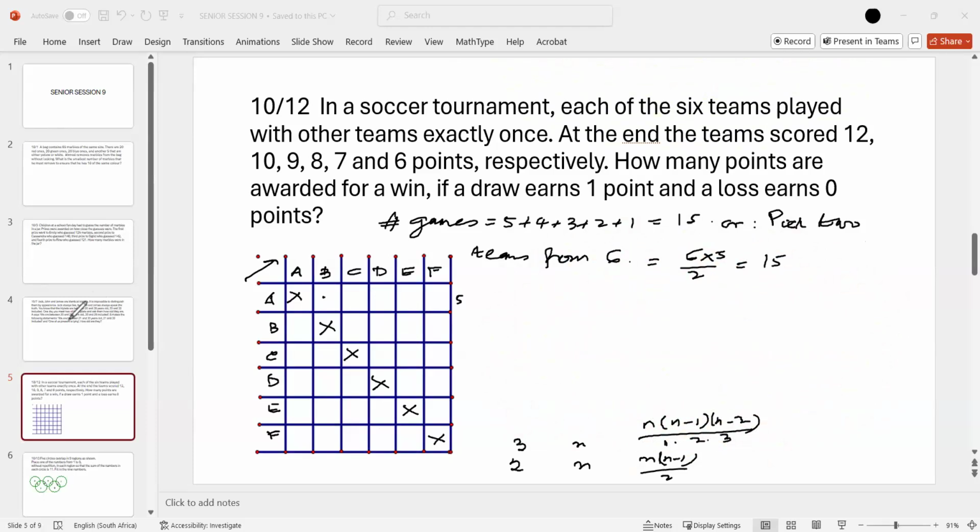All right. Okay, so let's just remove all these things. Okay, now we know there are 15 games. So at the end, the teams scored 12, 10, 9, 8, 7, and 6. Okay, suppose we just put these.